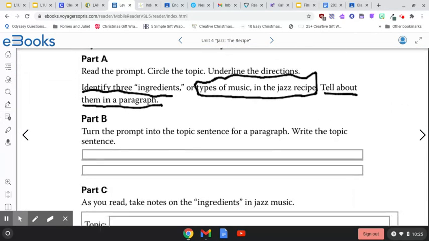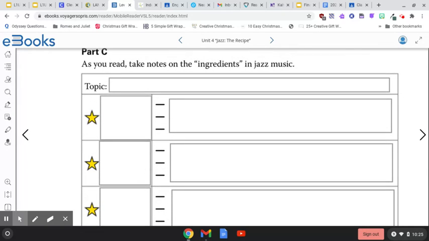Now let's look at Part C. As you read, you're going to take notes on the ingredients in jazz music. In previous units, we used the blueprint for writing as a tool for note-taking and for organizing our response to the writing prompt. The topic was the foundation, and the walls were the supporting details. Elaborations went in the windows. We'll simplify the organizer by using a two-column outline. Look at the chart in your student books.